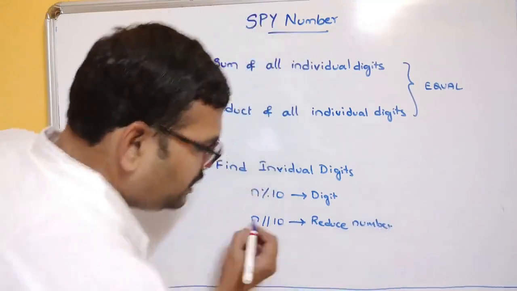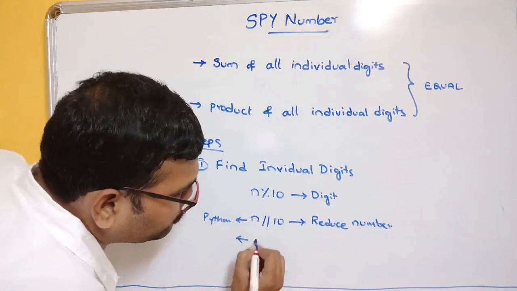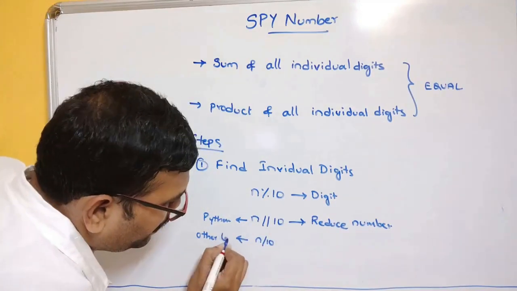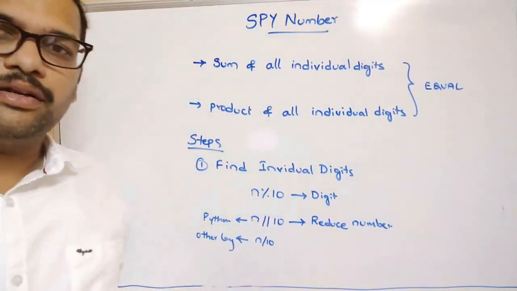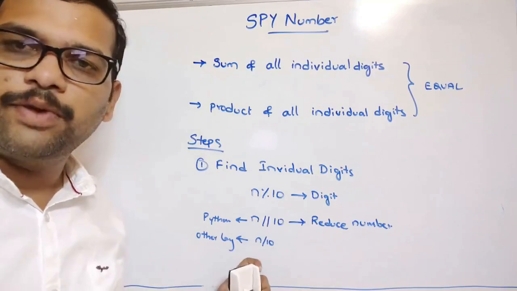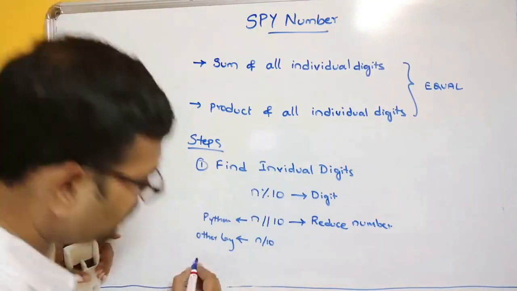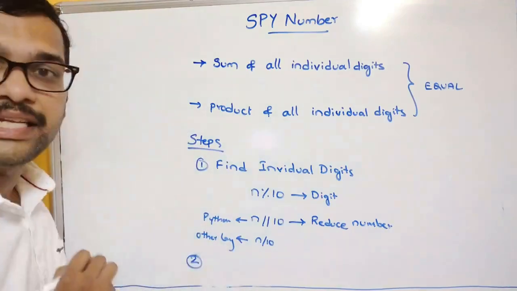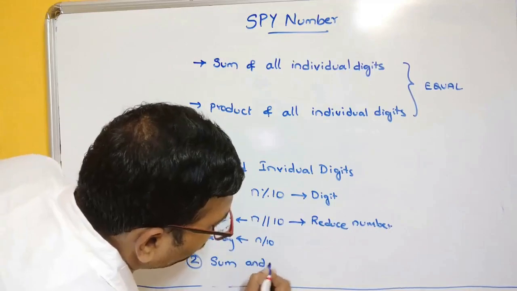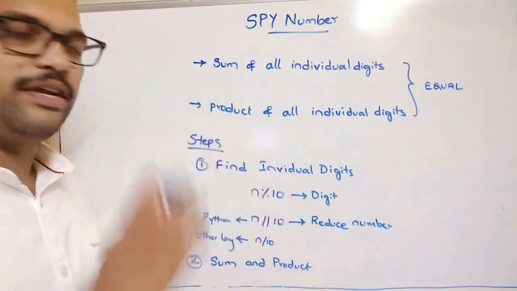For Python we are supposed to use this one, and in other languages we'll use n divided by 10. So we can use either the floor division or the normal division operator. First we need to find the individual digits, and then in the second step we need to find the sum and product of all the individual digits.